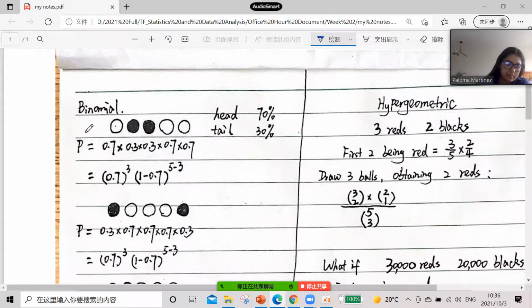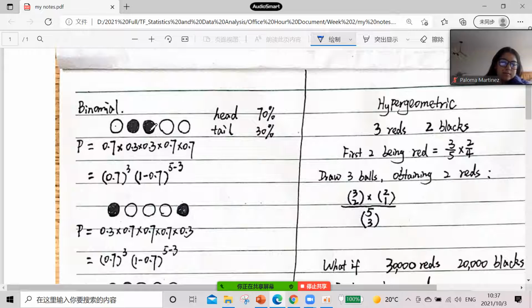Okay, so for binomial distribution, suppose I have 5 coins, and those coins are not fair coins. So I mean the probability of getting a head is 70%, getting a tail is 30%. So what is the probability that I find the sequence of head, tail, head, head? The second one and the third one were tail, and I just black it.